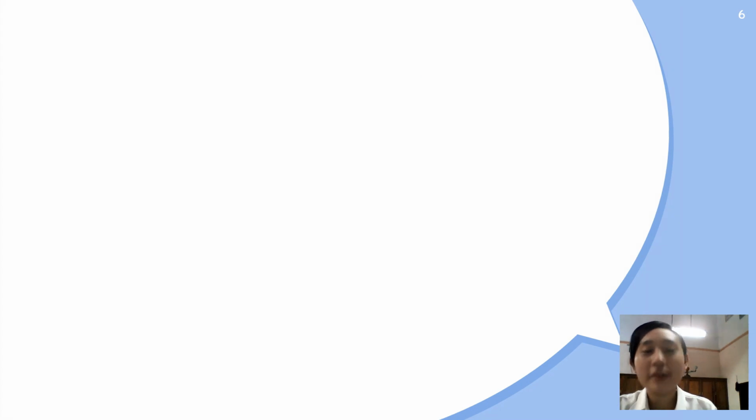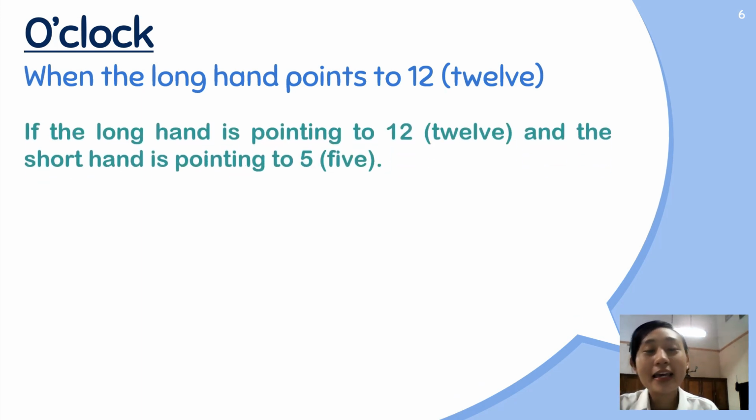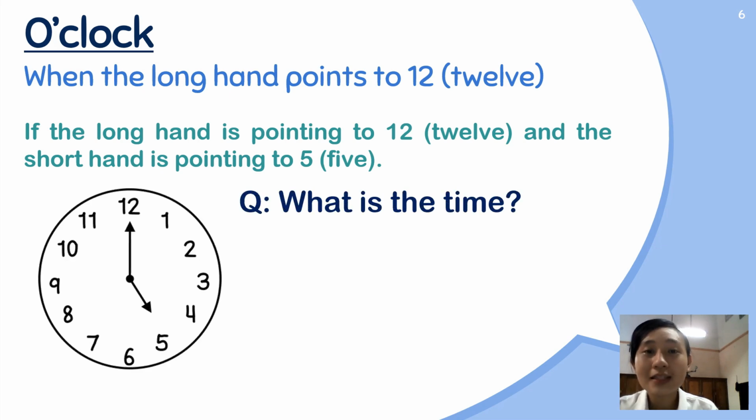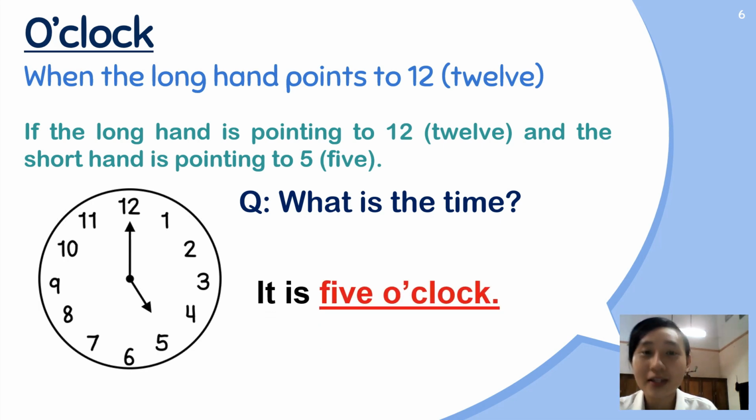Let's have some review about o'clock first, students. You already learned this in grade 2, I think. O'clock means when the long hand points to 12, right? And let's have some imagination now. If the long hand is pointing to 12 and the short hand is pointing to number 5, what is the time? It is 5 o'clock. Good job.